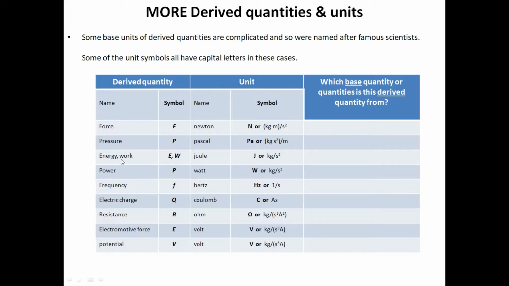Pressure has units of pascals. Energy has units of joule. Power has units of watts. Frequency has units of hertz. And you can see per second here, and this comes from time. Electric charge has units of coulombs. Resistance has units of the ohm, shaped like a horseshoe. Electromotive force has units of volts. Potential has units of volts as well. Potential difference has units of volts. So what I want you to do is to answer these, and you tell me what you think should go in these boxes.